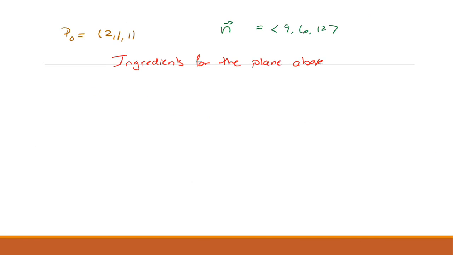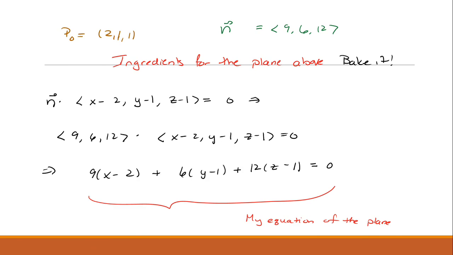Now I have the ingredients for a plane. I have the normal vector and I have a point on the plane. Bake it. I take the dot product of the normal vector with (x minus 2, y minus 1, z minus 1). Why am I doing that?